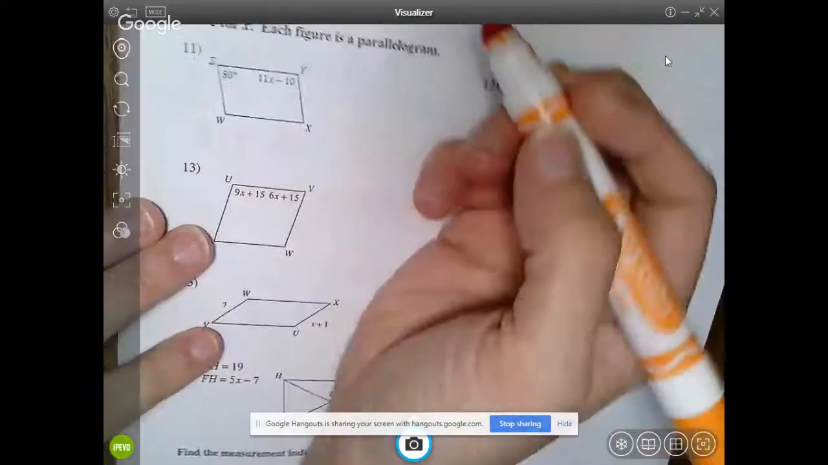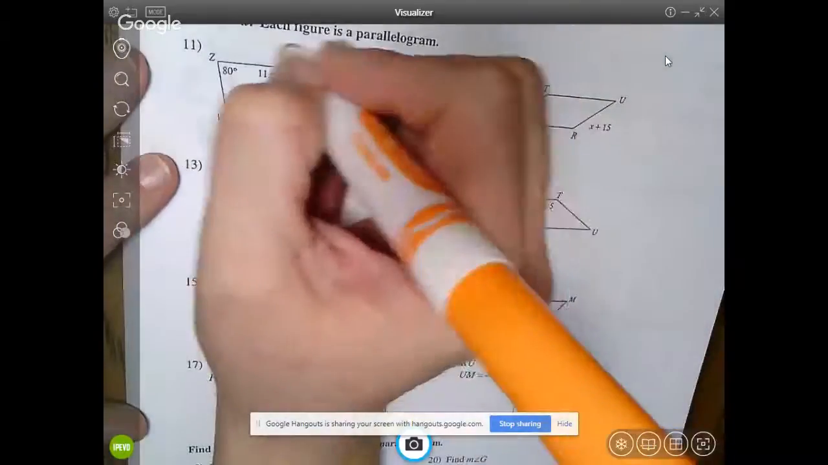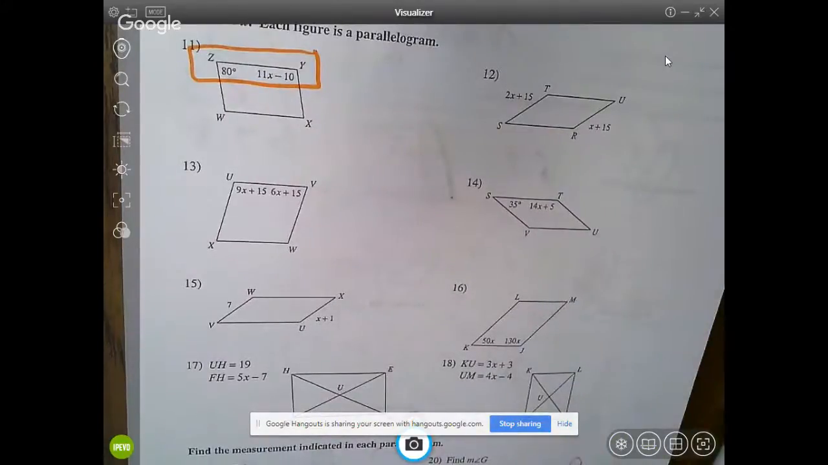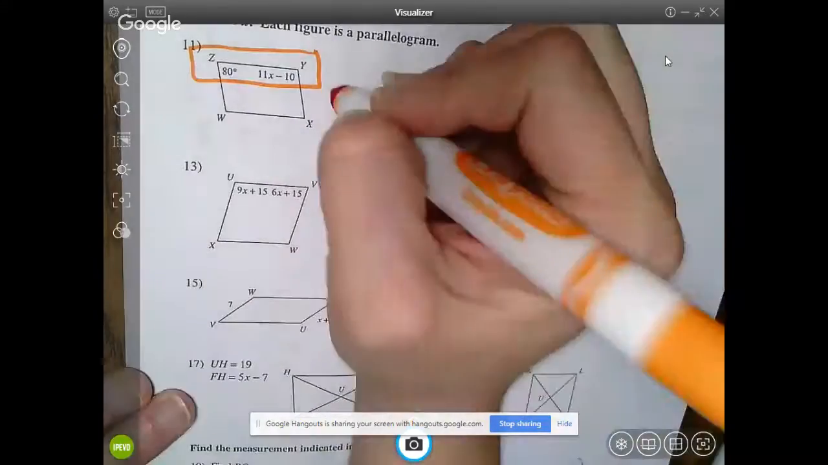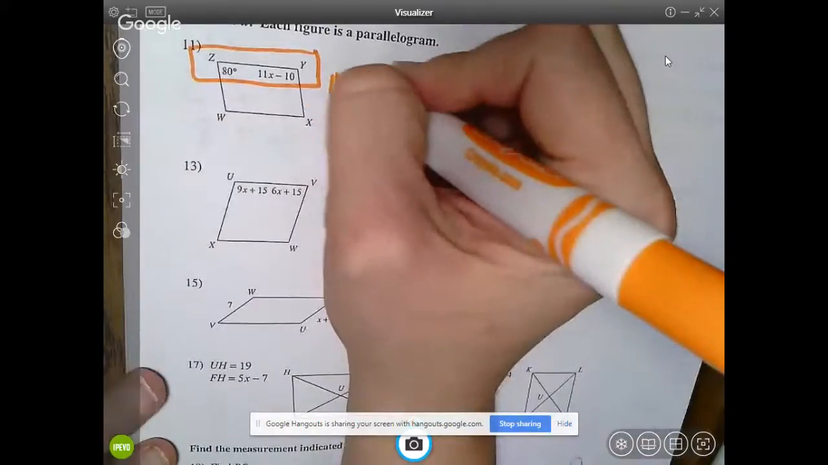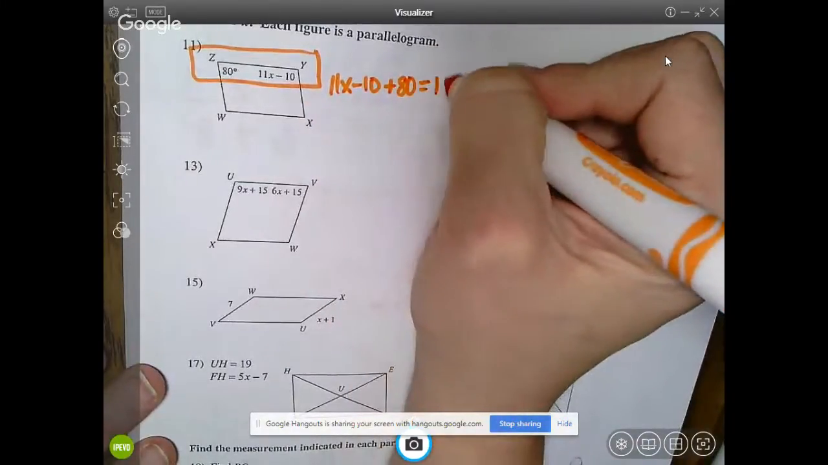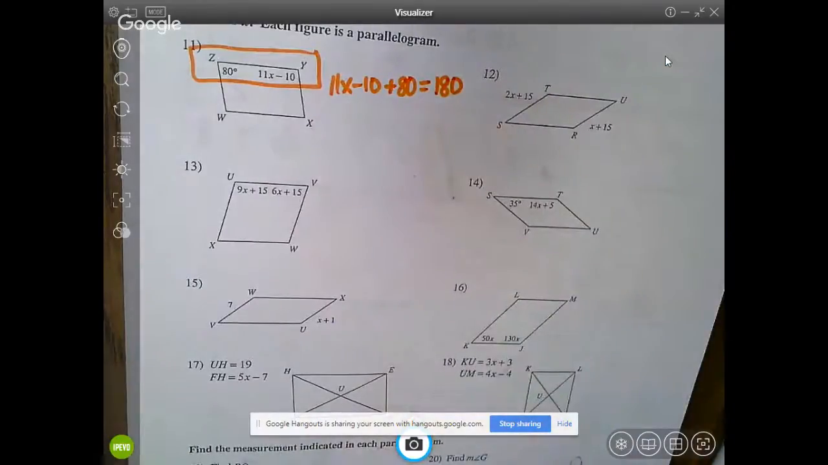So here, if we need to figure out X, these are the two angles they give us. What kind of angles are Z and Y? Consecutive or opposite? Consecutive. So because they're consecutive, what do they equal? 180. So we'll do 11x minus 10 plus 80 equals 180. Now, in real life, I probably would have just written down 11x plus 70 equals 180.